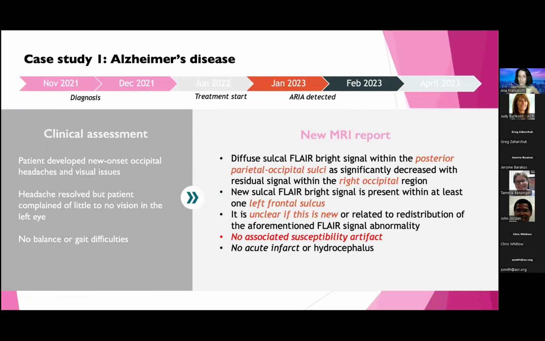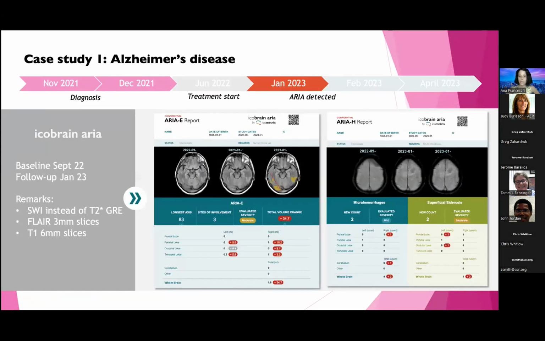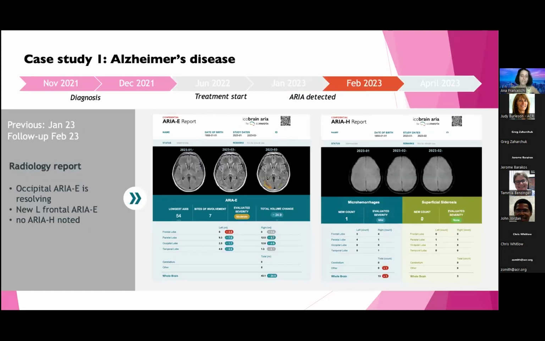So the patient was doing well for the first 6 months of treatment, and then presented with new onset occipital headaches and visual issues. And at that time, an MRI was obtained. The MRI report, or the radiologist unassisted read, described ARIA-E in the parieto-occipital regions bilaterally. Typically ARIA-E is most common in the posterior regions, so the parieto-occipital lobes, similar to PRES, as Greg mentioned. And they did not notice any areas of ARIA-H. Once the MRI was put through the AI tools, there were actually 2 new microhemorrhages as well.